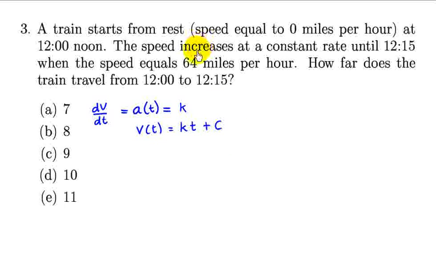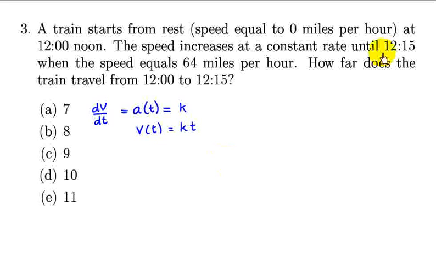But here we know that the train starts from rest, which means that when t equals 0, the velocity equals 0. But if we plug into this formula, we know that the velocity at t equals 0 is c. It means that c equals 0. So we don't need this constant. So the velocity equals kt.